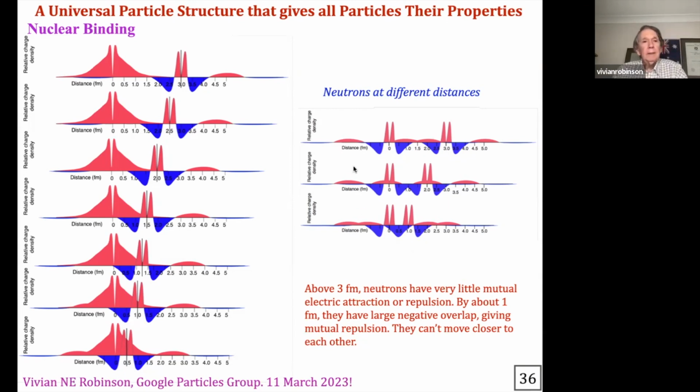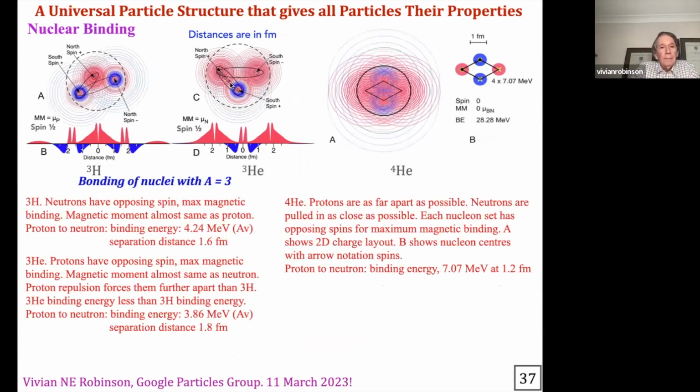Now, to give an indication of how this works, here we'll consider these A equals 3. In the first case, you have 3H or tritium. Two nucleons have opposing spins so that they will add to magnetic binding. There's a tiny bit of overlap of the P/9 with the N/3, but not much.